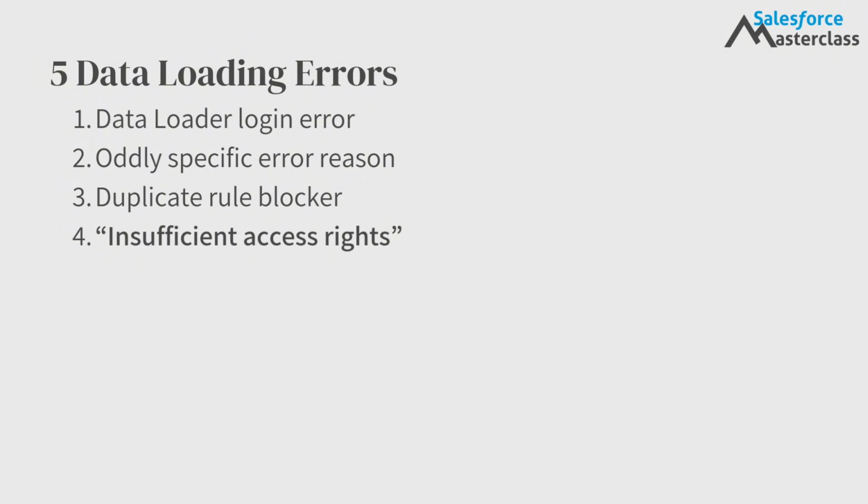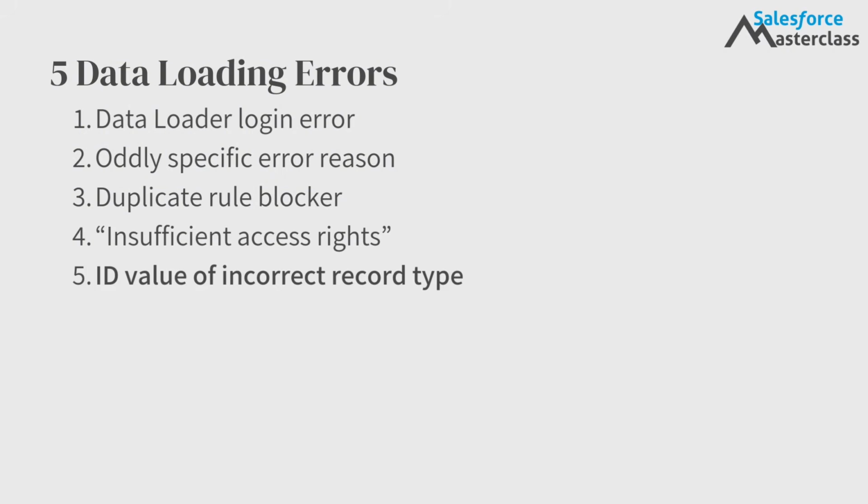In fourth place, you see the Insufficient Access Rights error, but of course it doesn't tell you which field in the row is causing the error, so that's an adventure in itself. And number 5, when you see ID value of incorrect record type, the troubleshooting experience is pretty similar to what you do when you get the Insufficient Access Rights error. Salesforce just likes to make it fun by not giving you quite enough information to know where you went wrong.